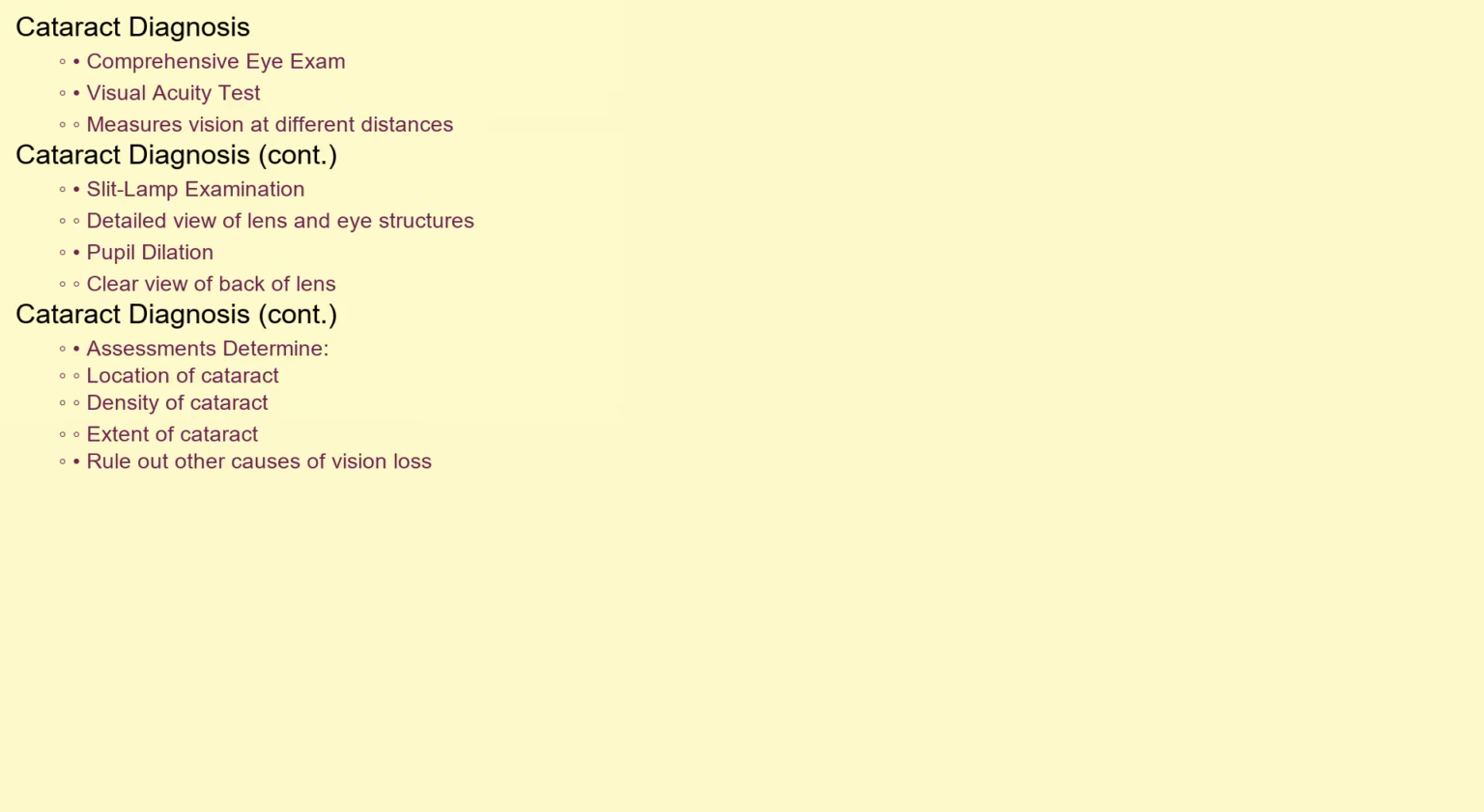Diagnosis involves a comprehensive eye examination by an ophthalmologist. This includes a visual acuity test to measure how well you see at different distances. A slit lamp examination allows the doctor to examine the lens and other structures of the eye in detail. Dilation of the pupils may be necessary to get a clear view of the back of the lens. These assessments help determine the location, density, and extent of the cataract and rule out other possible causes of vision loss.